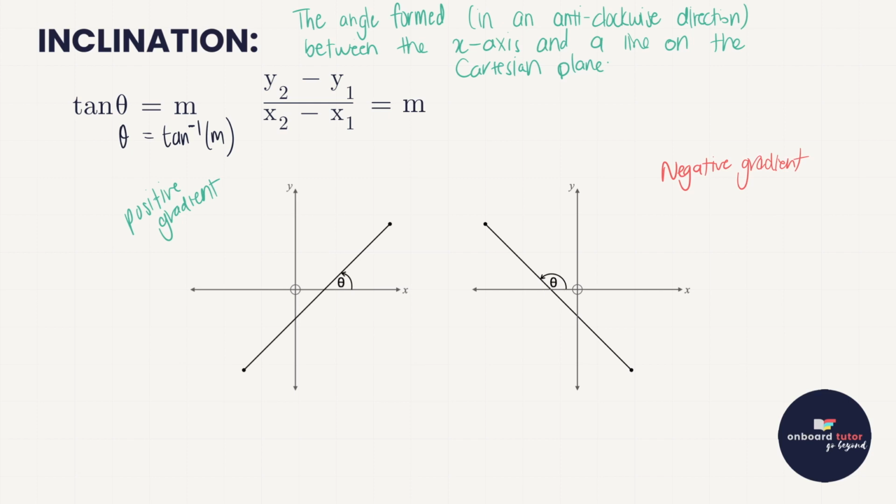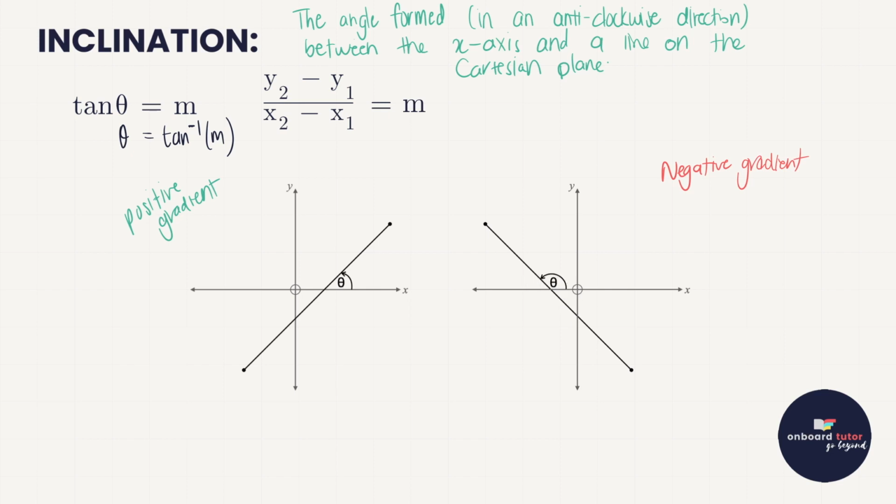Okay, have a look at these angles here. Angle theta is the angle of inclination in both cases here. And the definition specifically says it's an anti-clockwise direction from the x-axis to the line. So we go from the axis up to the line. There's the angle of inclination if we've got a positive gradient. And if we've got a negative gradient, we'll go from the axis all the way around to the line. And so you'll see a line with a negative gradient has a much bigger angle of inclination.